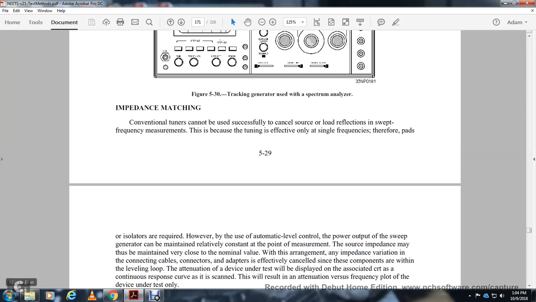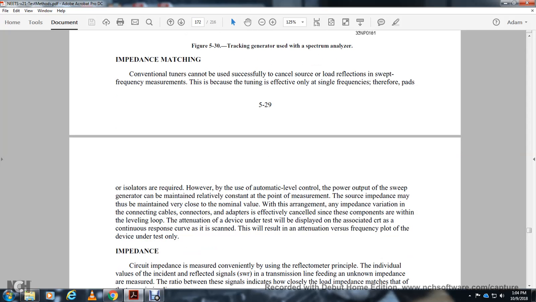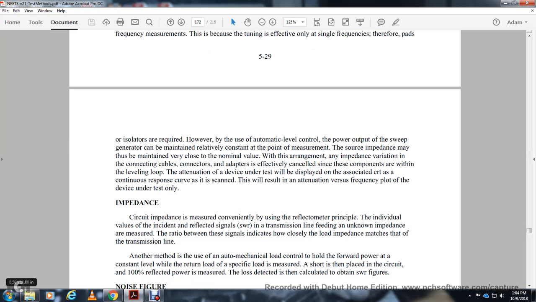Impedance variation in the connecting cable and adapters is effectively canceled by the components within the leveling loop actuation. The device under test will display as associated with the cathode ray tube, which continues to respond with the curve of the scan. This will delay the actuation, which varies frequently, applied to the device under test.